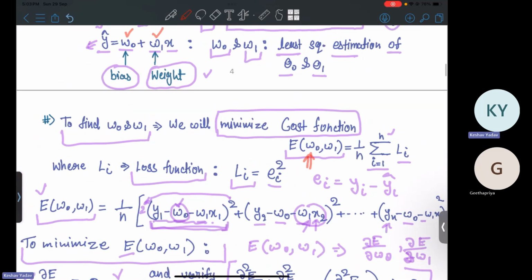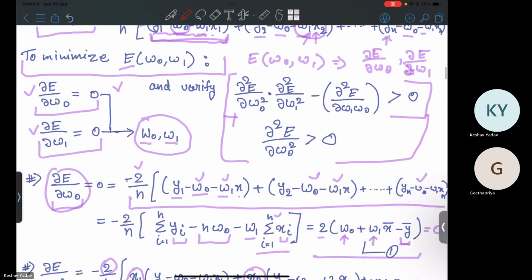The W1 comes as x y bar minus x bar y bar divided by x square bar minus x bar whole square. And W0 was y bar minus W1 x bar. Okay.